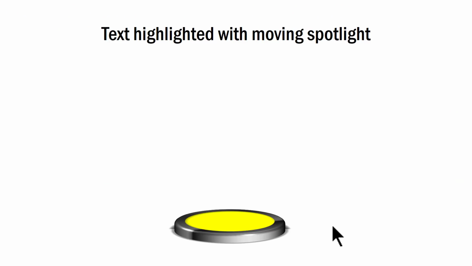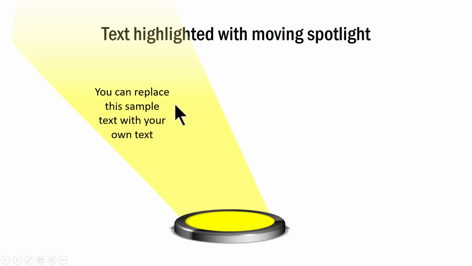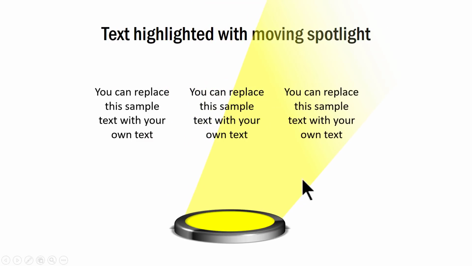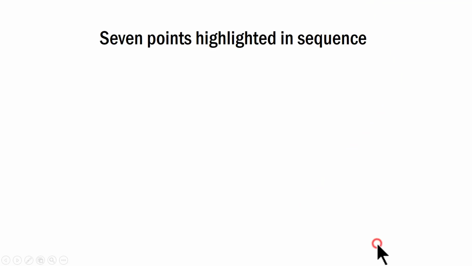Now this one is a template from Comprehensive All-in-One Bundle, and it shows text highlighted with moving spotlight. On the first click, I have the first point shown. You can of course replace this text with your own text, and then you can see that the highlight beautifully moves to the second point, and then the highlight moves to the third point. Awesome, isn't it?